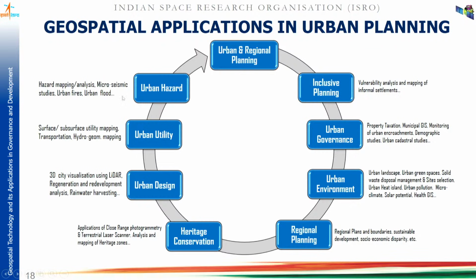We can use them for urban utility, that is surface, subsurface utility mapping, transportation and mapping. And then for urban hazard, yes, remote sensing has got a lot of use because it can be used for hazard mapping and analysis like seismic hazards, landslide hazard or flood hazards, urban floods, microseismic studies. So this circle shows you basically the various domains in urban and regional planning where geospatial technology or remote sensing and GIS can be used.